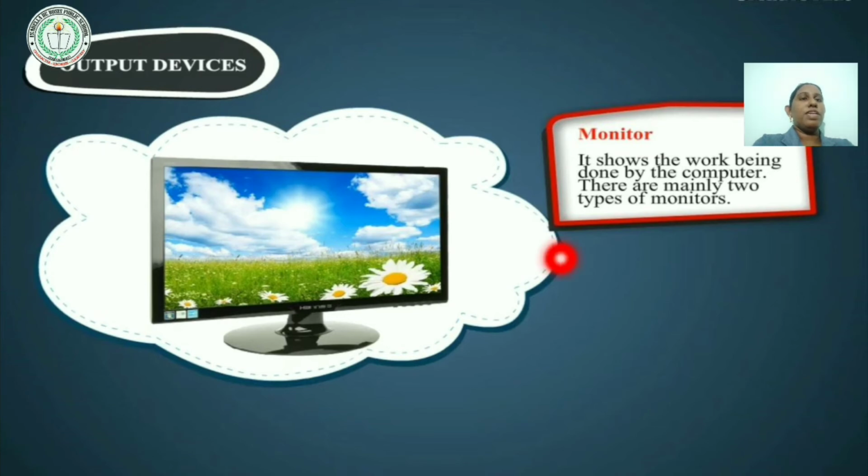First one, monitor. What is a monitor? It shows the work being done by the computer. There are mainly two types of monitors. മോണിറ്റർ എന്താ ചെയ്യുന്നത്? നമ്മൾ ചെയ്യുന്ന വർക്ക് എല്ലാം കാണിച്ചു തരുന്നത് ആരാണ്? മോണിറ്റർ ആണ്. The two types of monitors are CRT and LCD monitors.